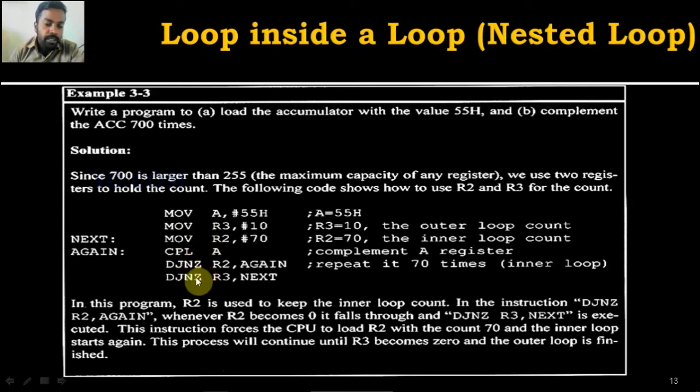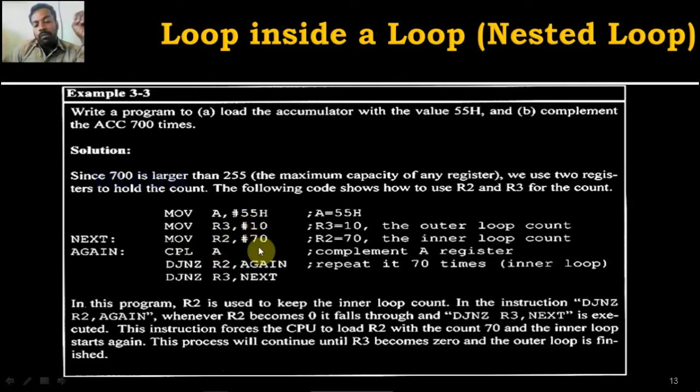Okay, then this instruction will execute. So this way, every time the complement happens 70 times. So totally 10 into 70, we can achieve 700 times of complement of the given input. Okay, right? So R2 is used for the inner loop, R3 is used for the outer loop.